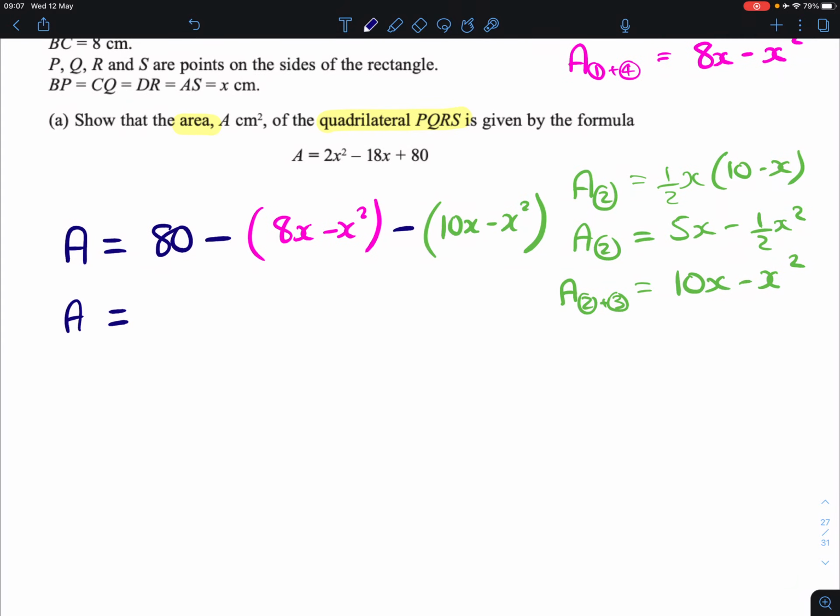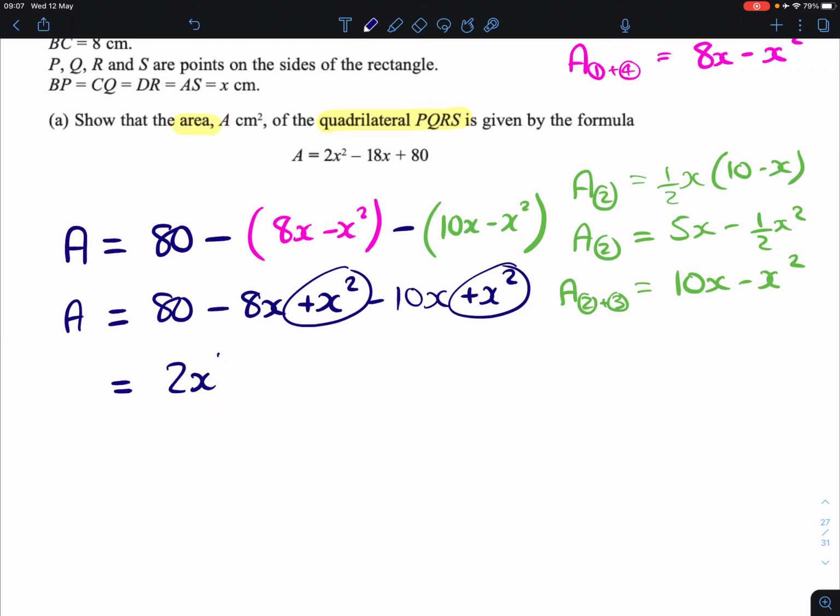The negative to 8x gives us a minus 8x, but it will turn that negative x squared positive. Same with the second pair of brackets, it will turn the 10x negative, but it will make the x squared positive. And then when you add the two x squareds together, you get this. When you add the two negatives together like that, we end up with minus 18x. And I'm just choosing to write this plus 80 at the end because that is exactly how they've written it here. And once you've got what you're being asked to show, you know you are done.